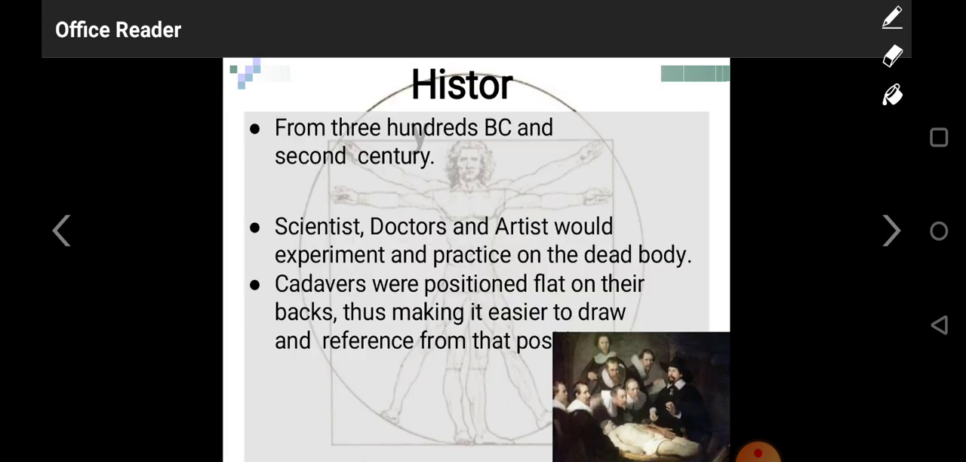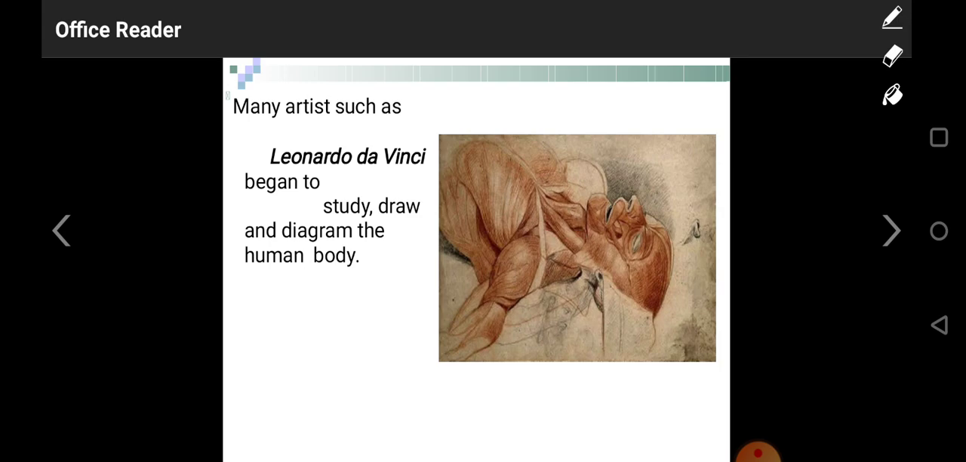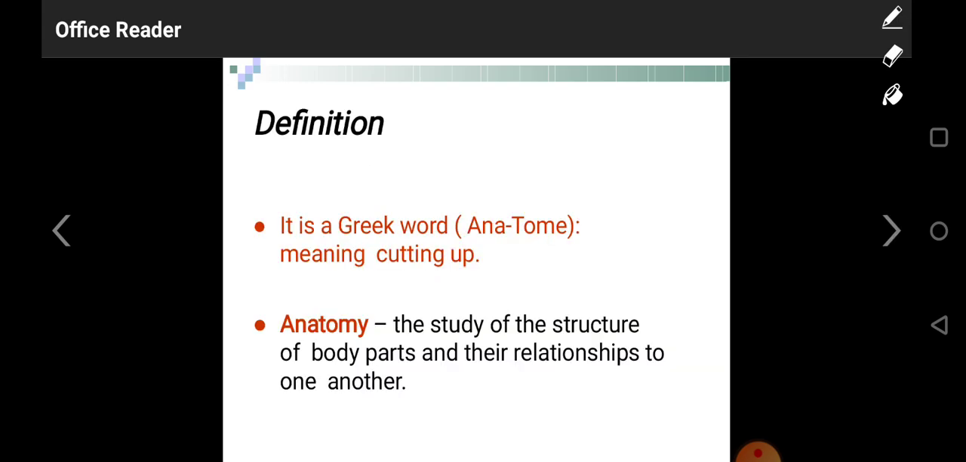Now, the history. From 300 BC and the 2nd century, scientists, doctors, and artists would experiment and practice on the dead body. Cadavers were positioned flat on their back, thus making it easier to draw and reference from that posture. Many artists, such as Leonardo da Vinci, began to study and draw diagrams of the human body.